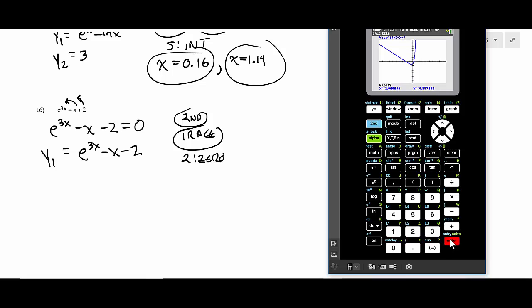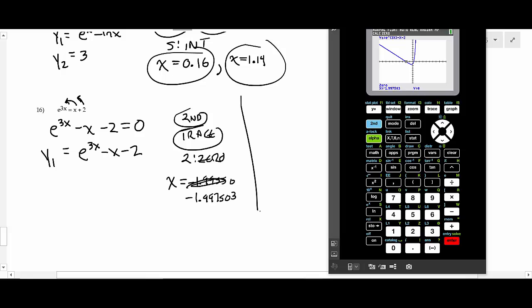Press enter. Says guess. Oh, there we go right there. Okay, so what we have is the first zero is x equals negative 1.997503. And then we could round that to whatever. I'm just going to write whatever comes out there. Okay. All right. Then we do it again.